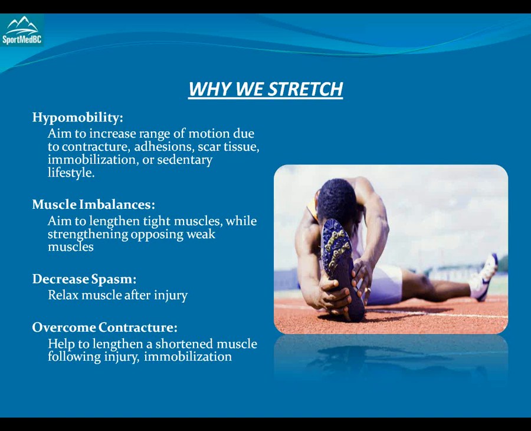So what we'll aim to do is actually lengthen tight muscles while we try to strengthen the opposing weak muscles on the other side of a joint. So if you've got really tight hamstring muscles, we want to loosen those up and then strengthen muscles on the opposite side as well. In terms of spasming after injury, sometimes we'll use stretching to help relax the muscle. And of course, we want to overcome any contractures, so we'll help to lengthen a shortened muscle following an injury or immobilization.